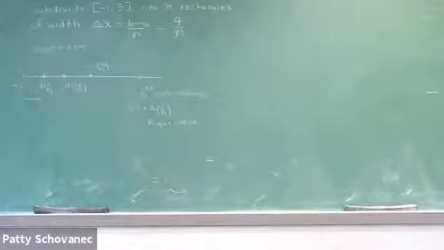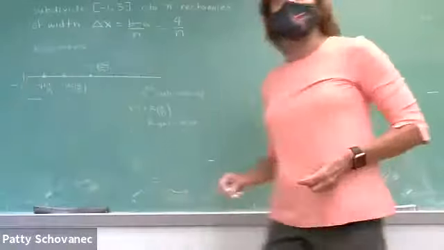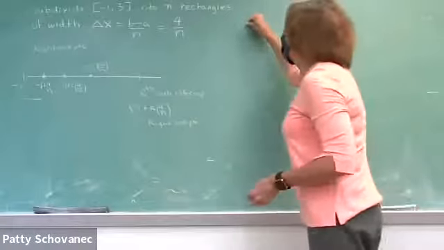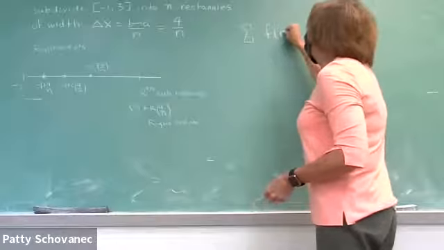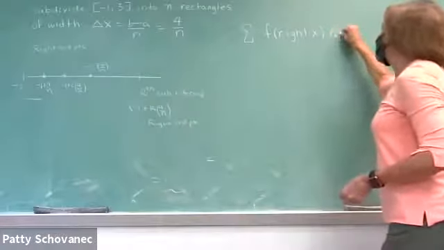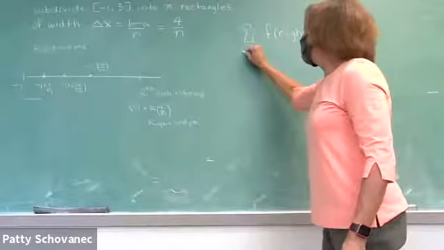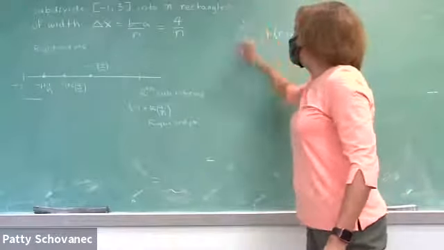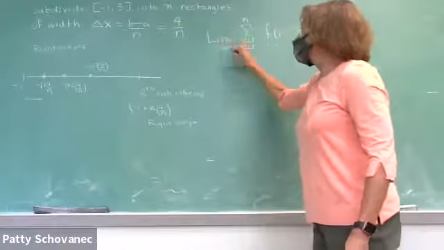So if I'm doing a right sum, then I find f of the right endpoint times delta x, and I put it in my summation. I want f evaluated at the right endpoint times our delta x. And I'm going to do this from k is equal to 1 to n, and then I'm going to let the number of rectangles go to infinity.